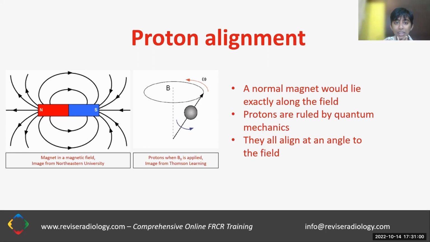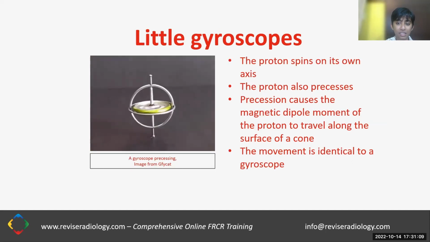So when an external magnetic field is applied, then a certain phenomenon takes place. So the proton spins on its own axis. The proton also precesses. So you can see a gyroscope precessing on the left-hand side. Precession is the motion that you see here. So this gyroscope is like a spinning top. It's spinning like this, but the top of the gyroscope is also turning along the point of a cone. So precession causes the magnetic dipole moment of the proton to travel along the surface of a cone.